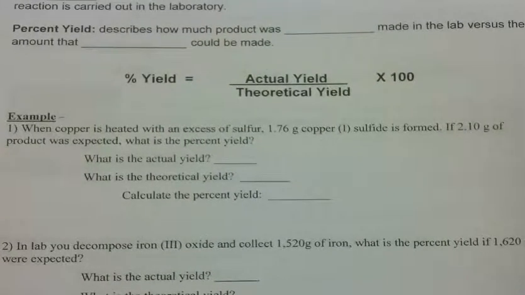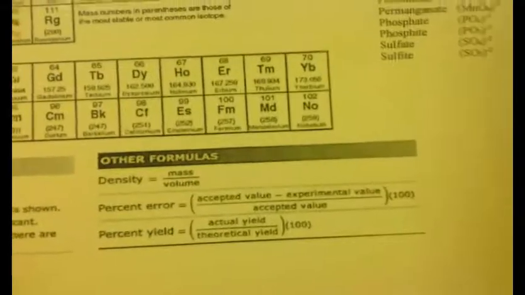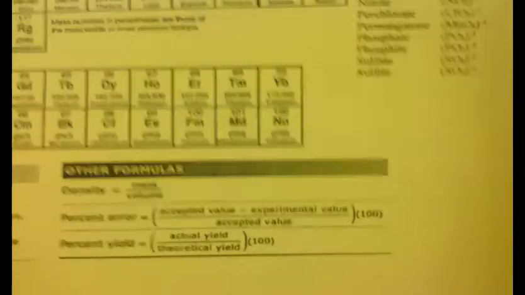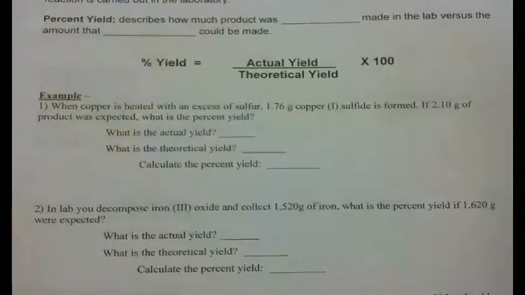Okay, so on your periodic tables we've put multiple copies of this on Canvas. It gives you the percent yield equation. It's right there on the periodic table, and you can see it's very, very close to our percent error. So let's see how we can do this in our notes.